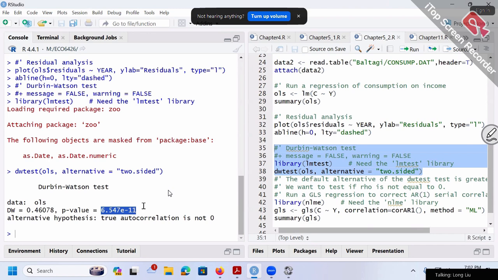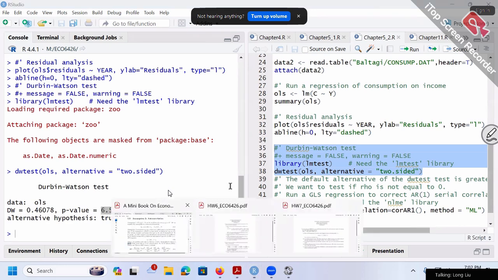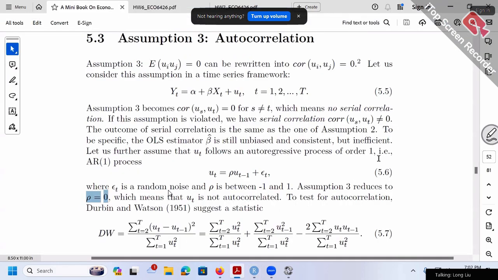So that's the test. We learned the test already. So what shall we do if we find out assumption three has been violated? What's the solution? Issue number three, how do we recover the truth? The solution is, again, called GLS. We're going to do a transformation. Transform our error term U to be U star.